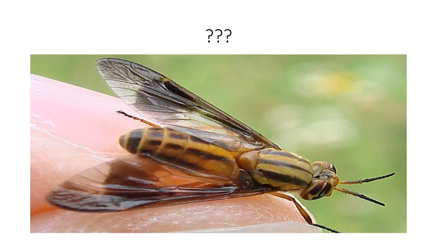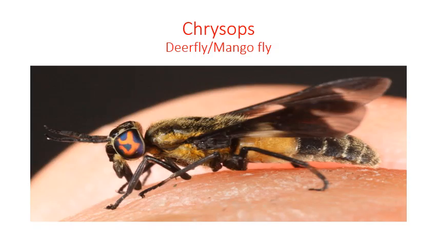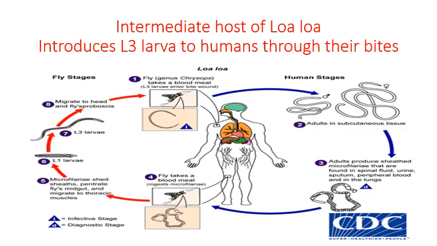So let's start with this biting fly. Can somebody please identify this one? Because of its yellow color, this one is also known as the mango fly. Since it particularly targets deer, this one is called the deer fly. Ladies and gentlemen, this is the Chrysops fly. And I hope you can remember that the Chrysops fly, the deer fly, and the mango fly is the insect vector of what? Loa loa. And I want you to take a look at the life cycle of Loa loa.